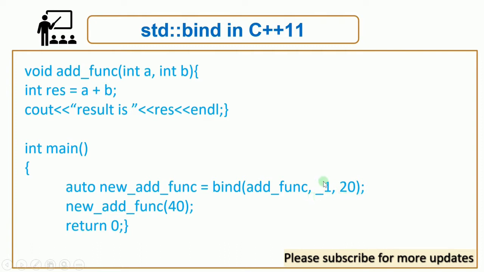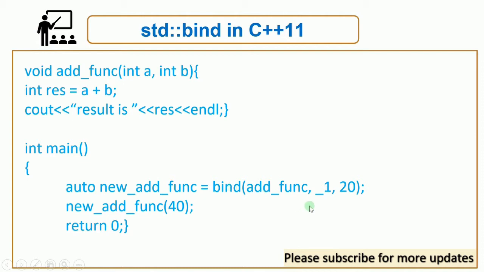So here you are giving _1, that means you want this 40 to be the first argument of this function, and then the next argument of the function will be replaced by 20. So finally, what will happen when you call the new function object? Since it's bound to this function, it will call this function and replace the arguments. Here you're giving _1, so 40 will be passed as the first argument, a will be replaced by 40, and the next argument is 20, so b will be replaced by 20. I hope you understood what we are doing by this bind feature.